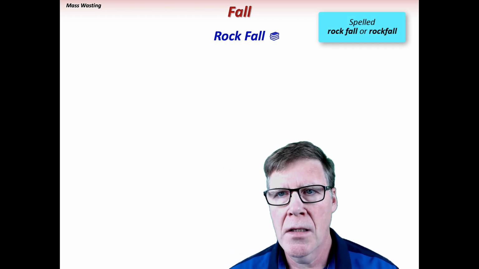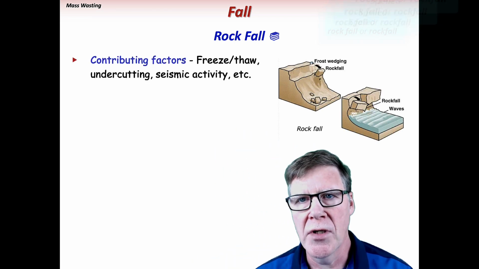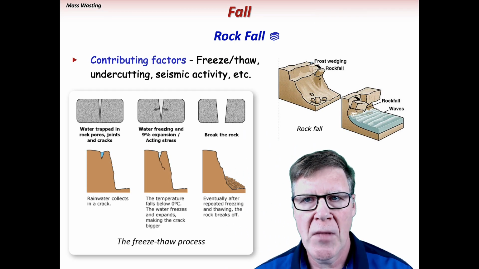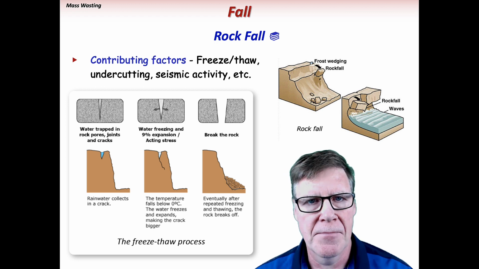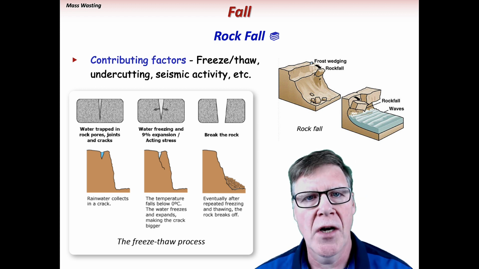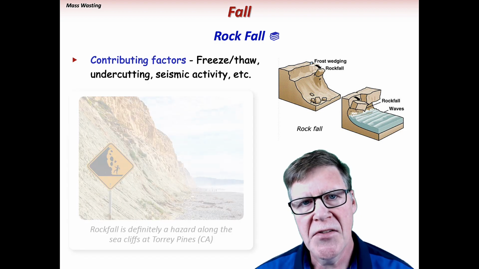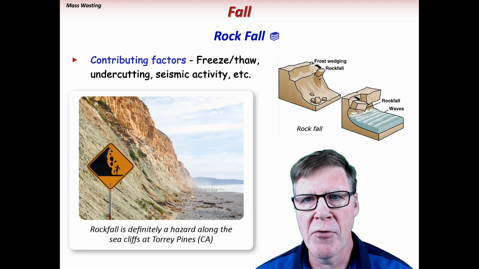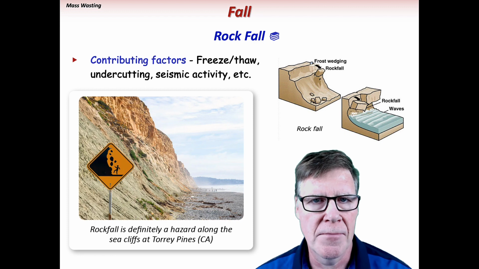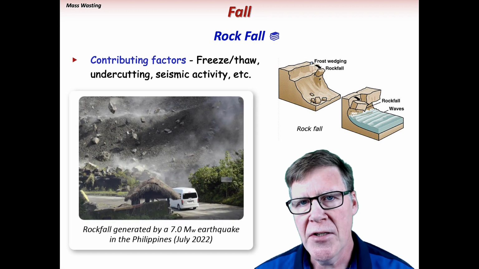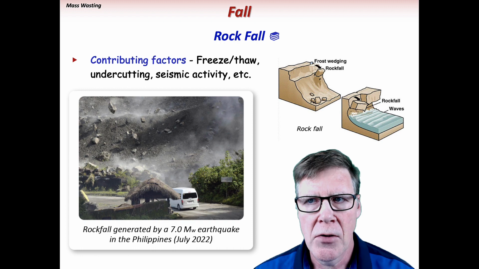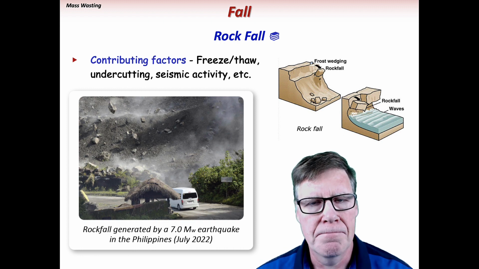Freefall of rock is the process of rockfall. Contributing factors include the freeze-thaw cycle, where water expands as it freezes. This is also called frost wedging. Rockfall also occurs in locations where steep cliffs are undercut by stream erosion, wave erosion, etc. Also, in areas prone to seismic activity, earthquakes often initiate rockfall.